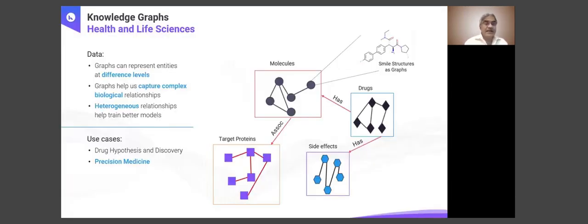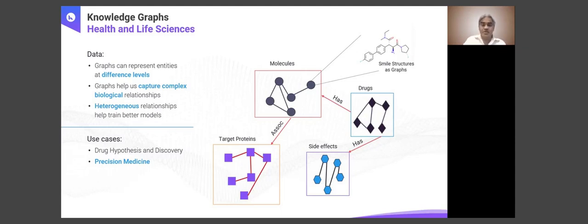So first up is health and life sciences. So here, as I was telling you earlier, people want to build these big medical knowledge graphs. And the nice thing about graphs is that they can represent entities of many different types. So graphs have heterogeneous nodes, heterogeneous edges. And this cartoon graph over here shows you nodes for drugs, a node for a molecule, a node for a target protein, a node for a side effect. So all of these are entities that have different types. They can have different kinds of properties, but they can all live together in the same graph, so to speak.